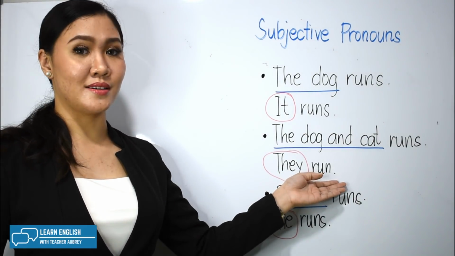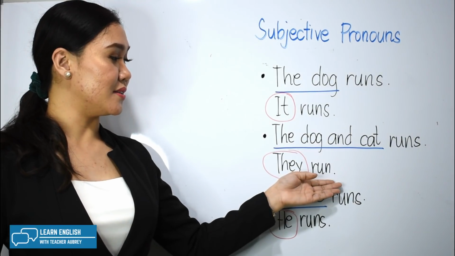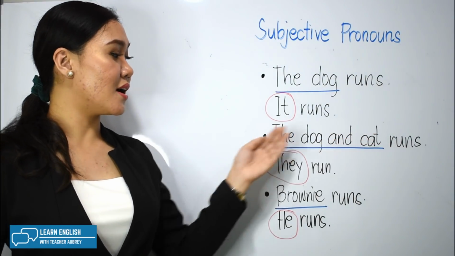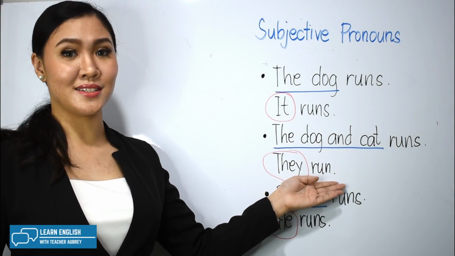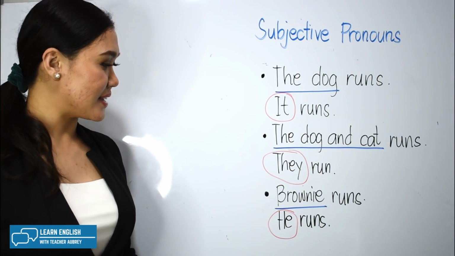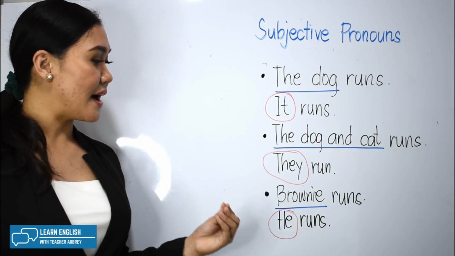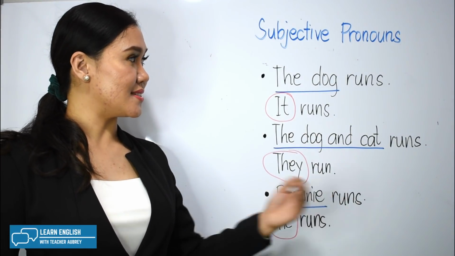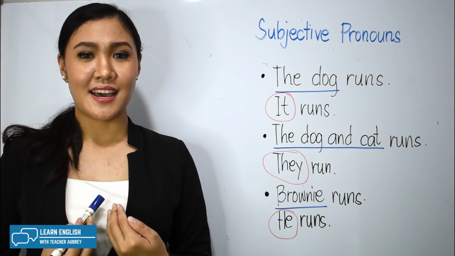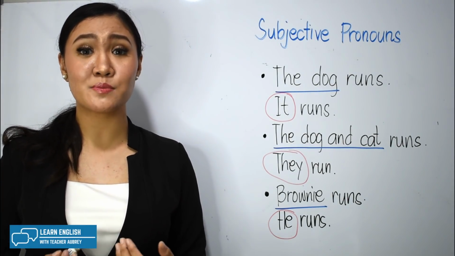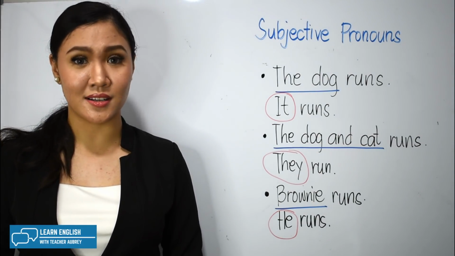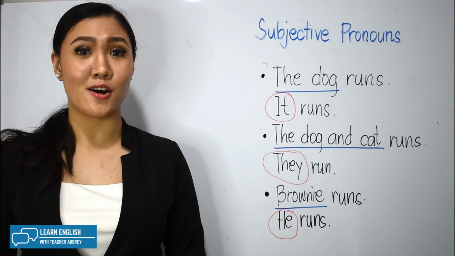They run. Again, the dog and cat runs becomes they run. And for the last one, we have Brownie runs. Brownie is my dog. And the name of my dog is Brownie. And he is a male dog.